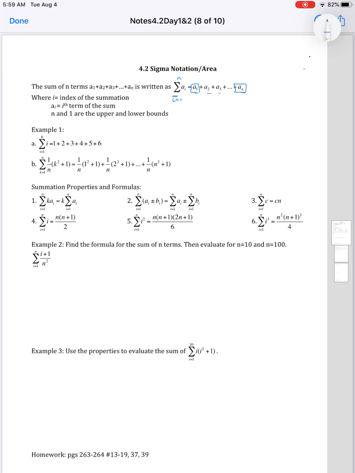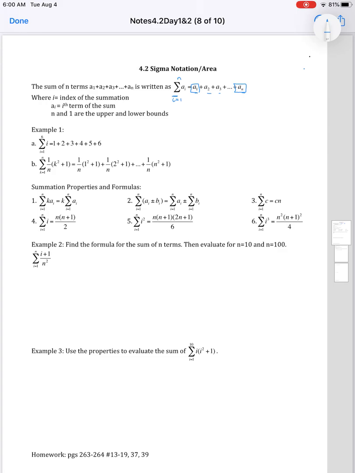Now, basically what that means is, if you look at example 1 with A, these aren't examples, they're just samples here. If we have the summation where I goes from 1 to 6 of I, that means I'm going to sub 1 in, I'm going to sub 2 in, I'm going to sub 3 in, 4 in, 5 in, and 6 in. And then what I'm going to do is add up all those numbers. So that summation, that sigma symbol, basically just summarizes it into a single statement instead of all separate ones.